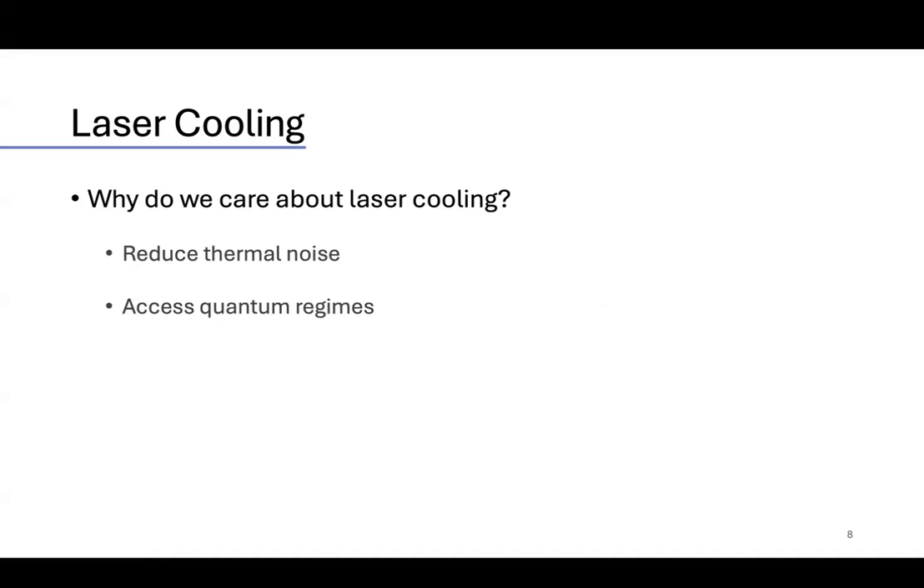Also, a new emerging frontier of application of laser cooling is to be able to access quantum regimes. If we can start a material already pre-cooled to a certain amount, laser cooling may be able to push it the rest of the way down to the ground state of the material, near 0 Kelvin, to be able to perform quantum experiments in the acoustic domain.